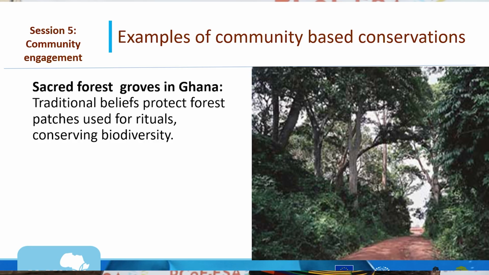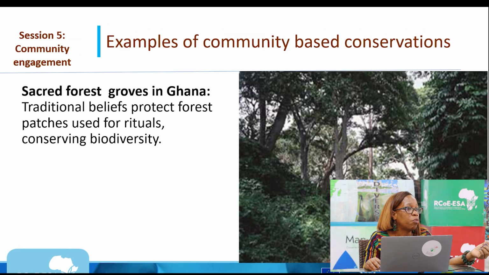So here is another example, the sacred forest groves in Ghana. The traditional beliefs protect forest patches used for rituals, conserving biodiversity. You know, for example, indigenous communities have a lot of respect for the land and some of these forests. But in protecting these forests, they help to conserve the environment. So much as they are sacred, they conduct their traditional rituals, but at the same time, these are also conserving the environment.